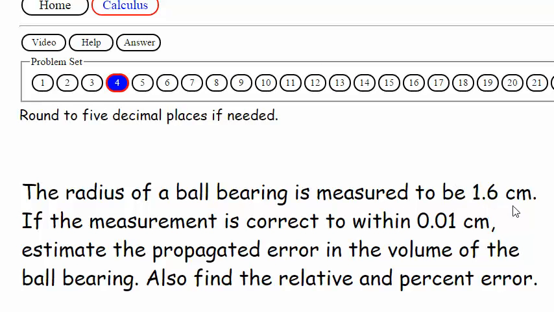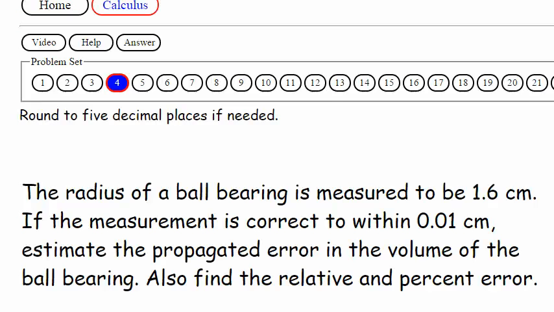And 1.6 centimeters. Let's see, there's 2.54 centimeters in an inch. So that's obviously less than an inch, but that's a fairly big ball bearing. Okay, so let's write down, what do we need to write down? The radius is 1.6 and delta x is going to be 0.01 centimeters. I guess we can remember that.